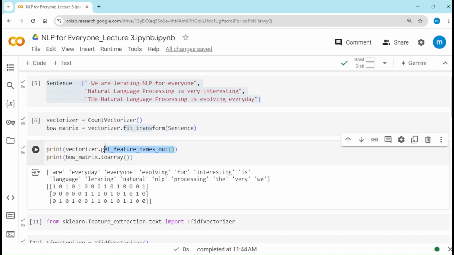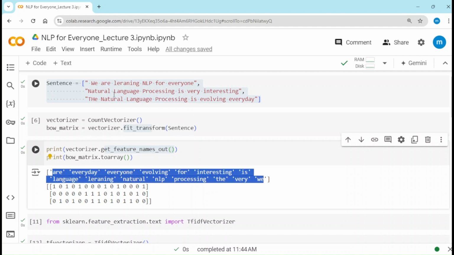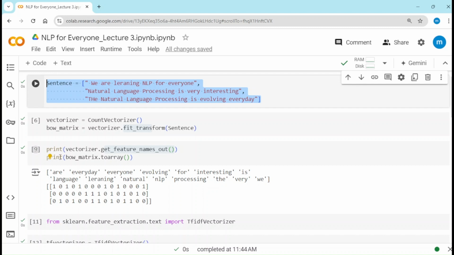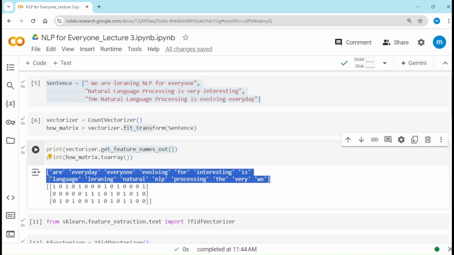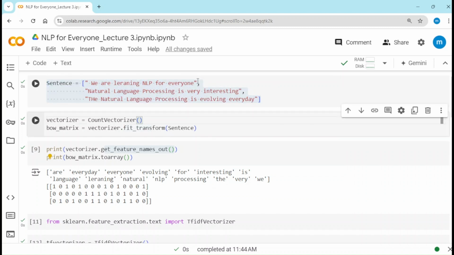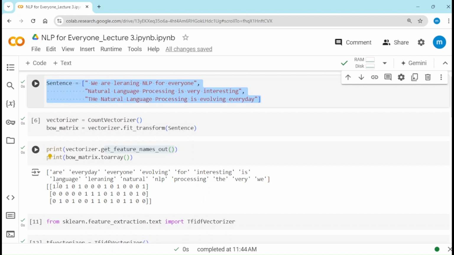When I call the method get feature names out, it gives me the list of unique words available in this list. We can say are is a unique word, every day is a unique word, evolving is a unique word, for is a unique word. It considers just one instance of all the words, and then it takes the first sentence. Let's say I'm taking the first sentence, We are learning NLP for everyone. This is my list of unique words. First I check whether are is available in my first sentence. Yes, it is available, so I mark this as a 1.